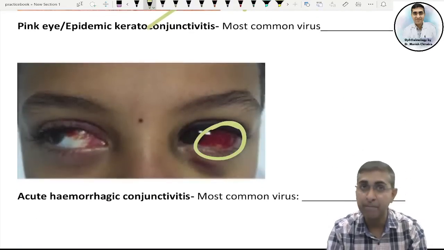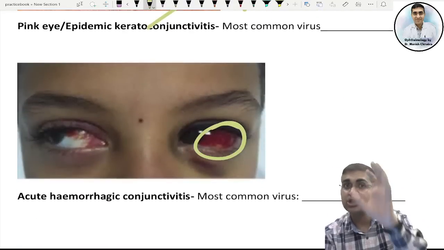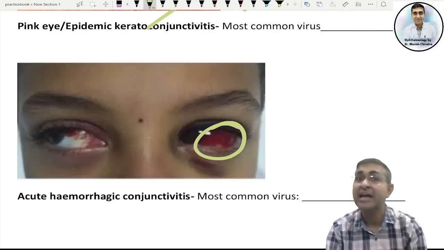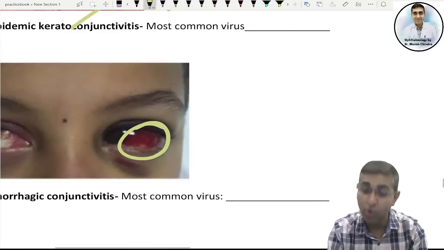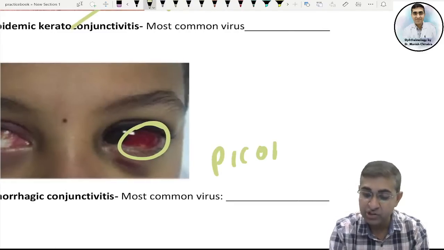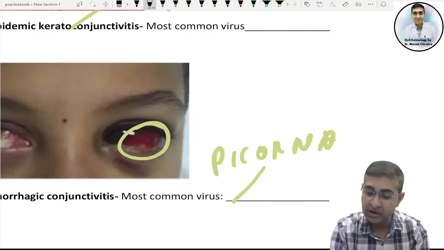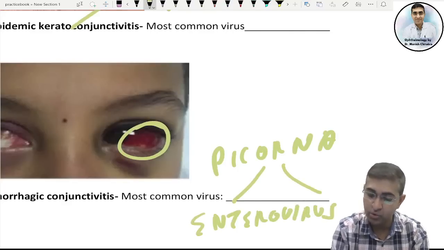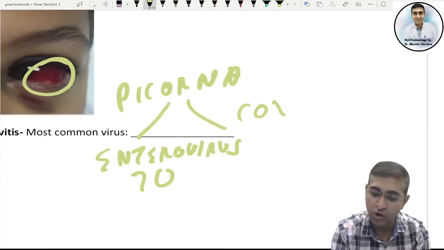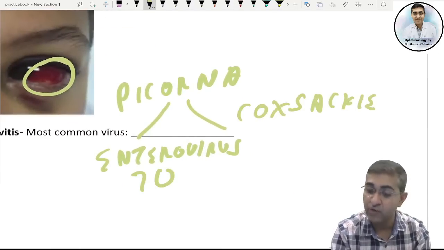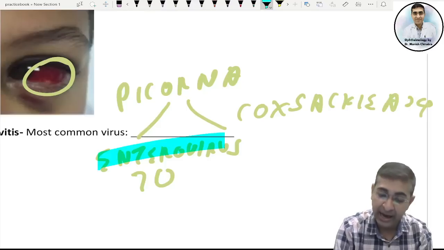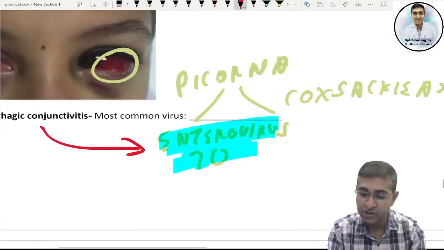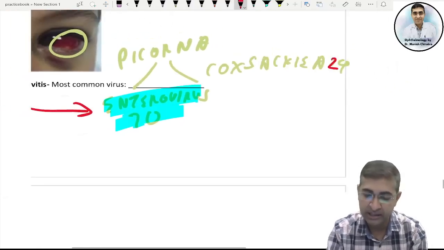And can you see the subconjunctival hemorrhage? This is subconjunctival hemorrhagic conjunctivitis. You also call it acute hemorrhagic conjunctivitis, and it can be caused by a group of viruses, the picornaviruses, and under picornaviruses there is enterovirus 70. This is your previous year question, enterovirus 70, and Coxsackie A24. So if one option is there, you are going to mark enterovirus 70, which is overall the most common cause of acute hemorrhagic conjunctivitis. This is Coxsackie A24.